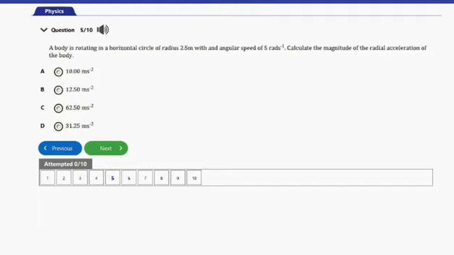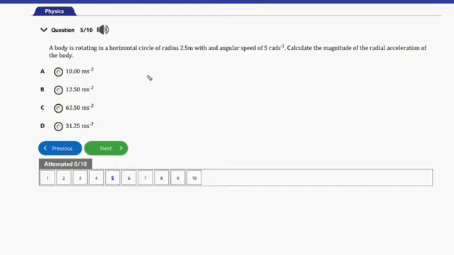So guys, the next question we have here is question number 5. It says, a body is rotating in a horizontal circle of radius 2.5 meters with an angular speed of 5 radians per second. Calculate the magnitude of the radial acceleration of the body.